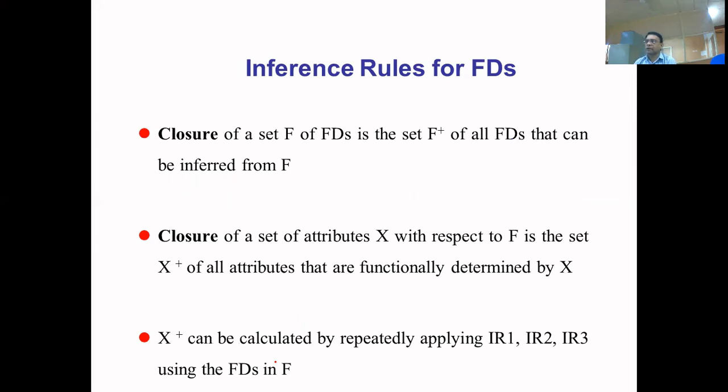So a systematic and correct way to determine the closure of F is to determine the left hand side attributes, called X, with respect to F, and then determine X plus, the right hand side attributes that are functionally determined by X. This X plus is called the closure of X under F, and can be calculated by repeatedly applying IR1, IR2 and IR3 using the functional dependencies in F.